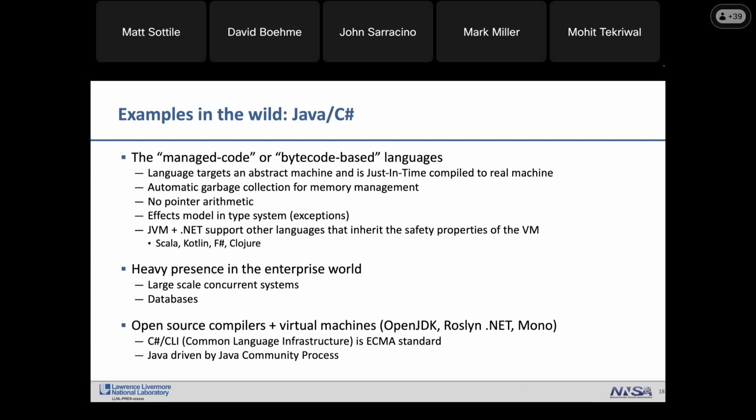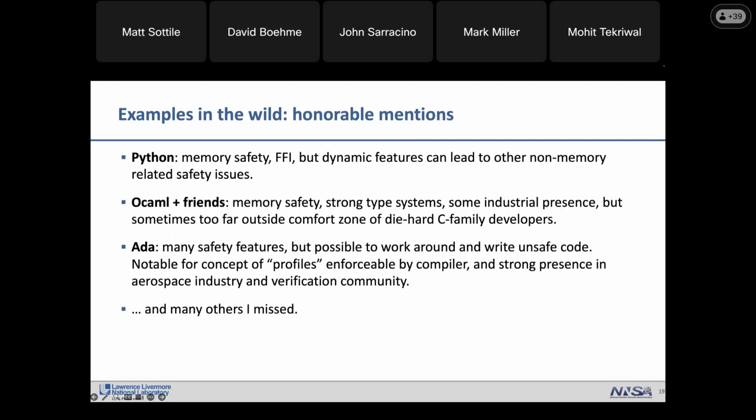I don't know how far I got through this one, but the big thing with this one is that the Java or the bytecode-based languages provide safety through this virtual machine, and they do have quite a heavy presence out in the industry world. But beyond these examples in the wild, I listed a handful of honorable mentions that don't really deserve slides on their own. Python is arguably a memory-safe language. It does provide a lot of features to protect you from the underlying machine. You can integrate code that's not in Python quite easily. But its dynamic features can lead to other non-memory safety related issues that make it a kind of sort of safe language.